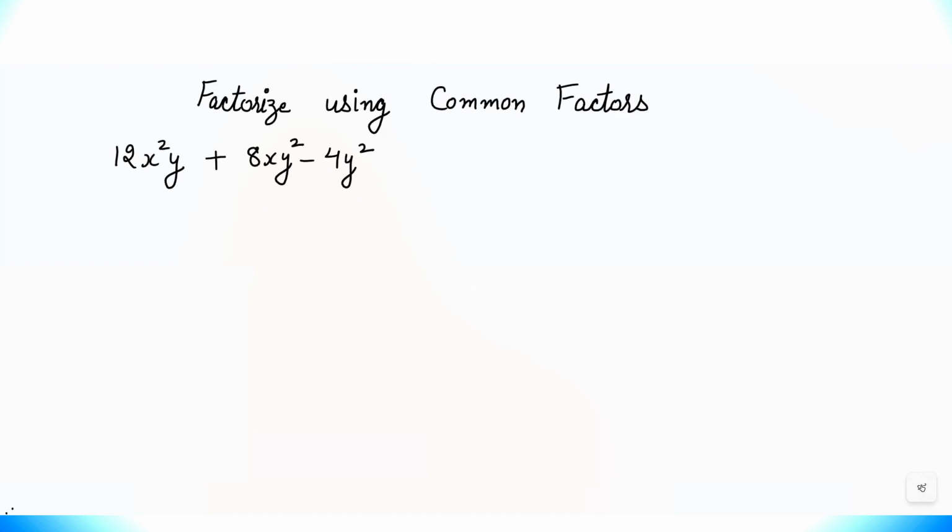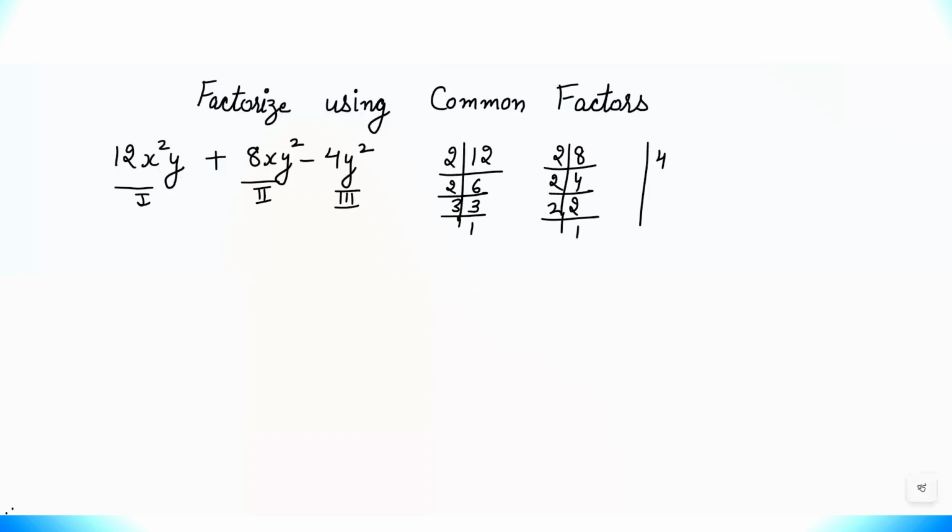The first method I will use is to make the prime factors of the numbers given in all the three terms. This is the first term, this is the second term, and this is the third term. If I make the prime factors of 12, I will get 2 6s are, 2 3s are, 3 1s are. So the prime factors of 12 are 2 into 2 into 3. Then I'll find out for 8: 2 4s are, 2 2s are, 2 1s are. Then for 4: 2 2s are, 2 1s are.